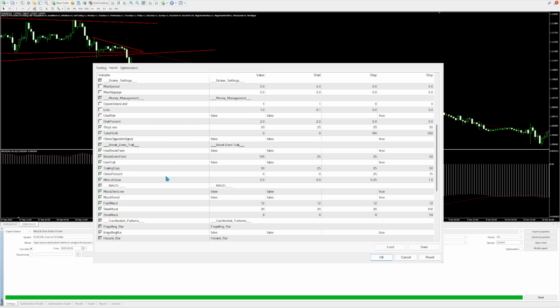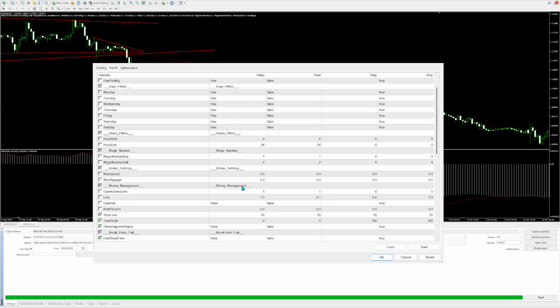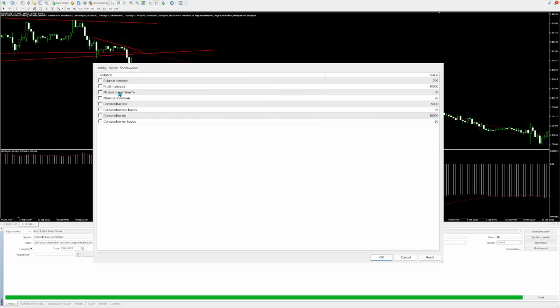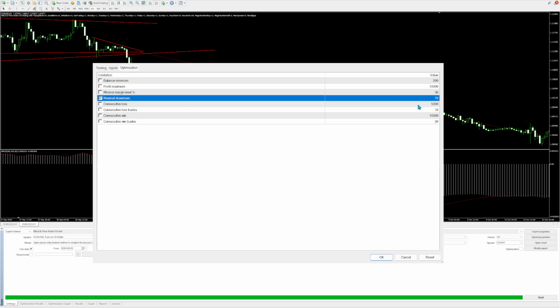So basically, optimization will combine all these different settings that we've selected and give us the results. Under this optimization tab here, you can choose to filter the results by these parameters. For example, if you check maximal drawdown, you'll get the results that only meet it if you put this to 20. So the strategy test will only show you the results with a maximum drawdown of 20. However, I leave these all unchecked because I want to see all results, just so I can get an idea of what works and what doesn't.